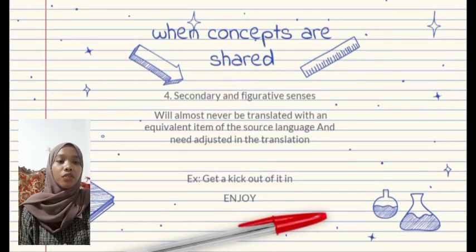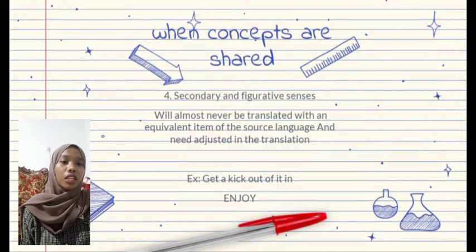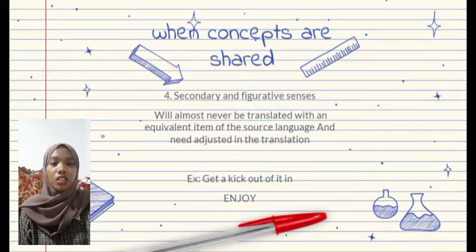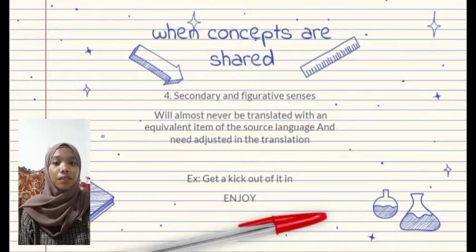Then secondary and figurative sentences will almost never be translated with an equivalent item of the source language and need adjustment in the translation. For example, get a kick out of it has the same meaning as enjoy. So in translation, there are things that cannot be translated with items that are equivalent to the source language and need to be adjusted in the translation.